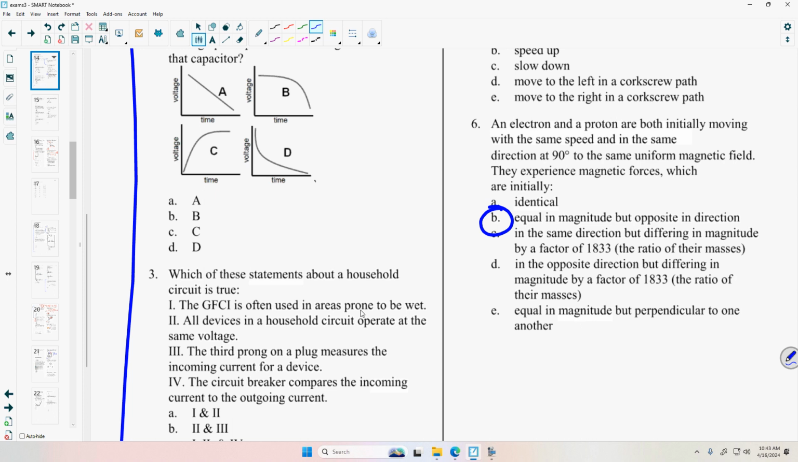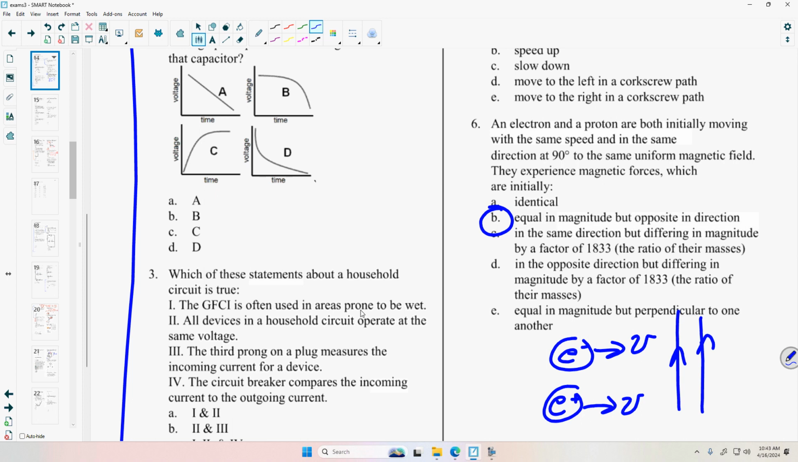And they're moving at 90 degrees. That just means that they're orthogonal to the magnetic field. Have an electron, have a proton, both moving with a V, the magnetic field. They enter, so it'll feel a force that is out of the page for this one and into the page for that one. Just opposite. Okay?